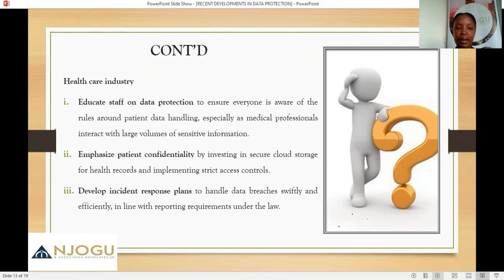Point two, emphasize patient confidentiality by investing in secure cloud storage for health records and implementing strict access controls. Thirdly, develop incident response plans to handle data breaches swiftly and efficiently, in line with reporting requirements under the law. Where there's data leakage of your patient, how promptly, within the next 24 hours, will you have sorted it out? Now, for that particular insurance or the hospital that you have secured the insurance policy with, how is their data incident response? When the doctor takes your data, will you hear someone else talk about your case or your illness? You'll hear it out with people.